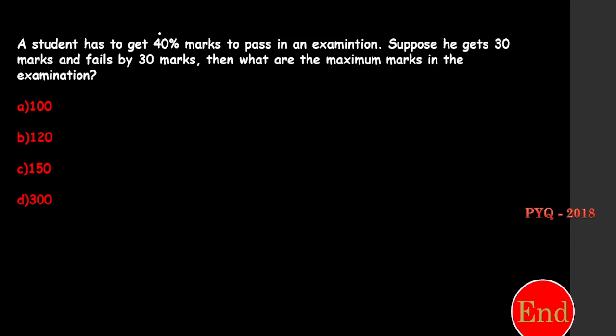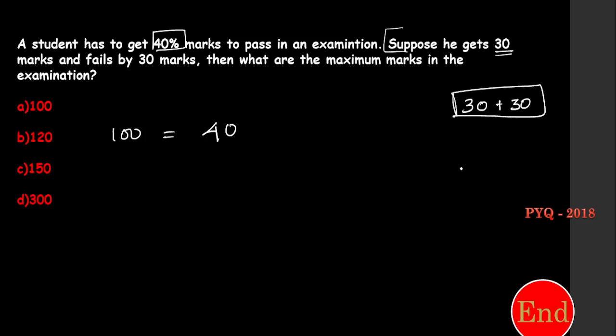Look at this, guys. 40 is the pass mark. So 40 should be taken out of 100. So this is the pass mark, right? Out of 100 marks, he needs to take 40 marks. Now they say that suppose he gets 30 marks and fails by 30 marks. That means he got 30, fails by 30. 30 means what? Actually, he needs to get 60 marks to pass.